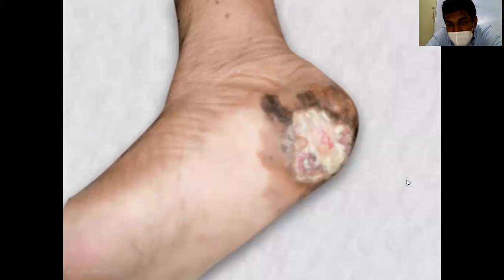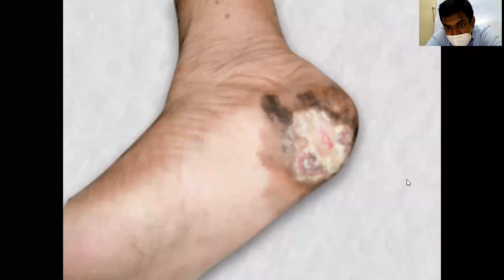It is a solitary ulcer present over the heel of the foot. You don't know if it is left or right from this picture. You could say the surrounding skin is pigmented.